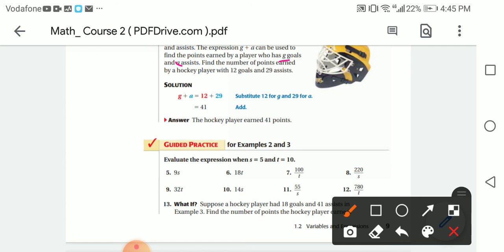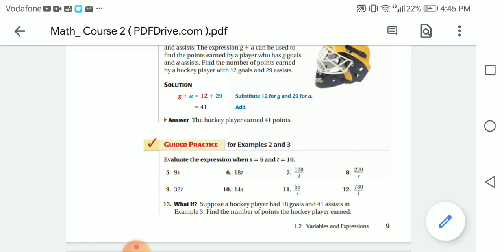Okay, 12, focus here. I have here the solution. How can I solve this? I have G plus A for the points earned: goals and assists. G plus A, substitute 12 for G and 29 for A. So 12 plus 29 gives you 41.